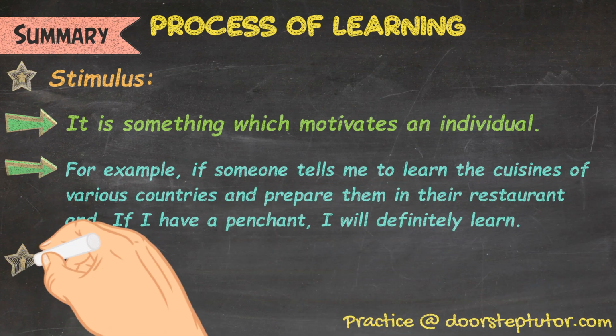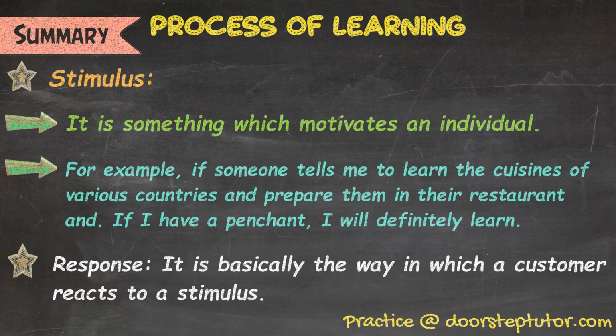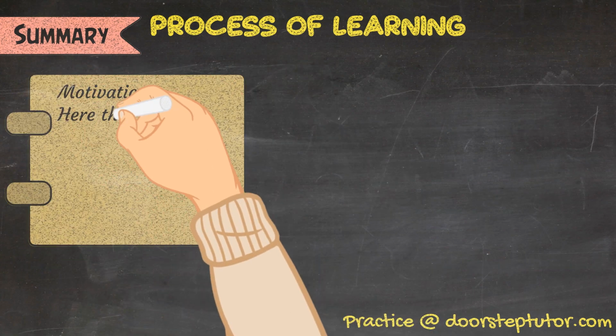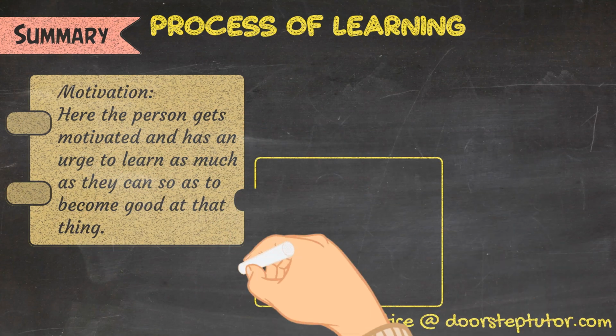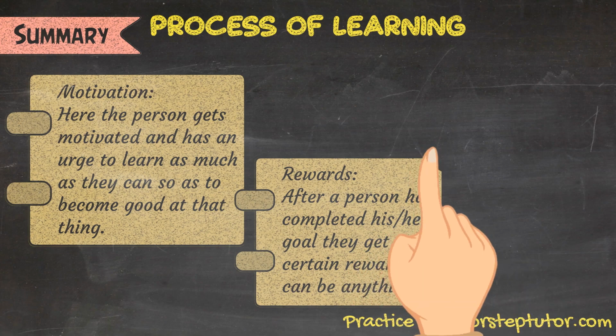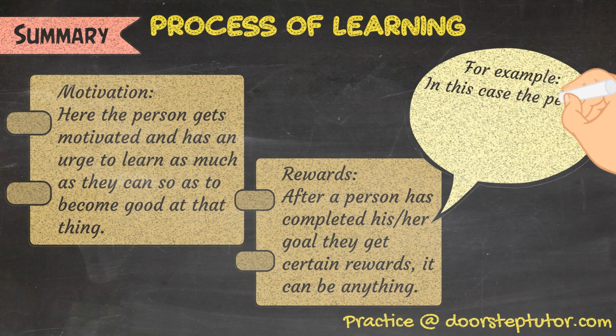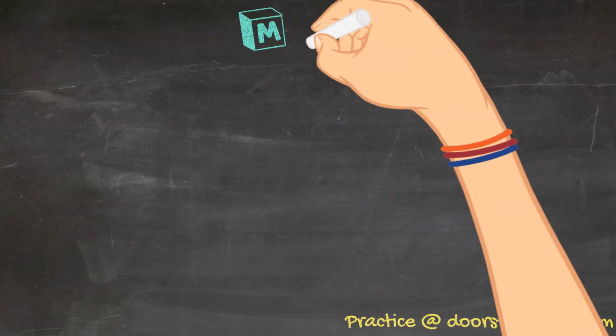Okay, then we talked about the response. Response is basically how a person responds to a stimulus, right? Then we further talked about motivation. Yes, motivation is the urge to basically complete a work or a goal. Then rewards, yes, it is something that a person gets. People can value rewards in different ways. Some people may value incentives and some may value the happiness that a person gets from that job, right? Now let us practice some important questions.